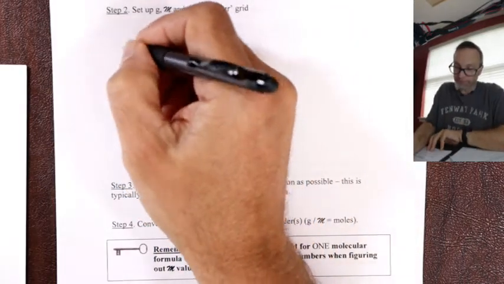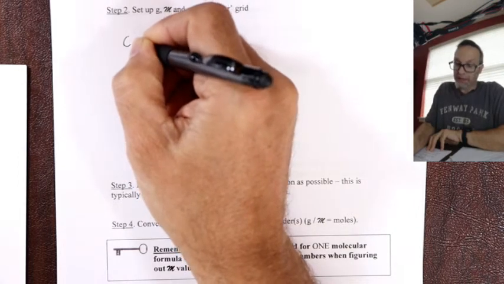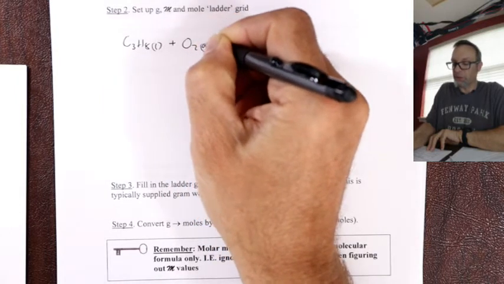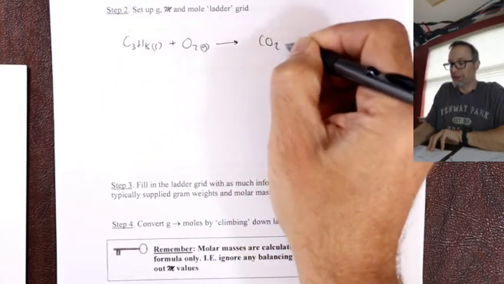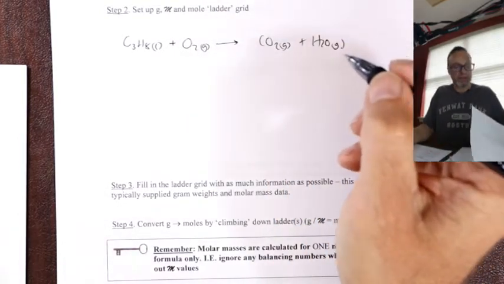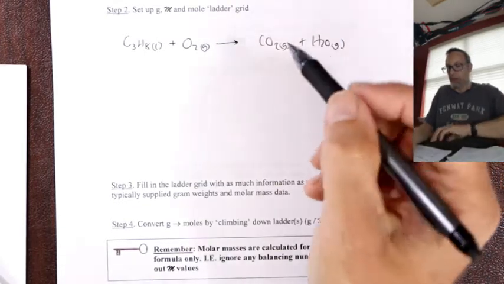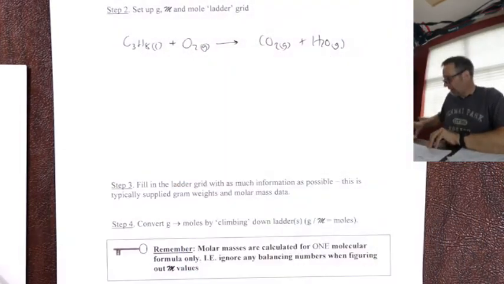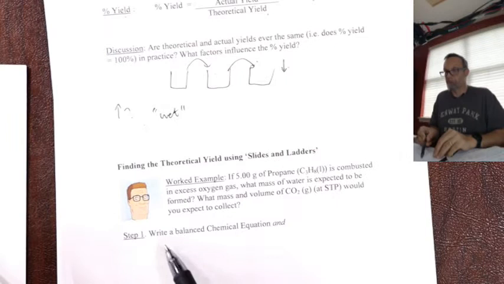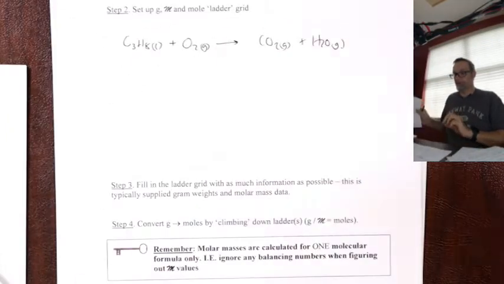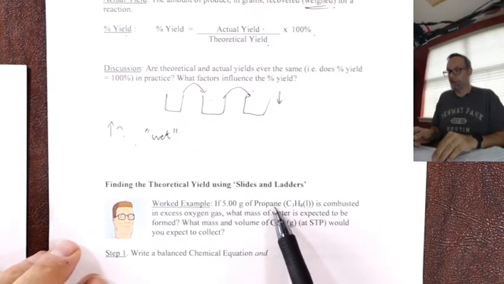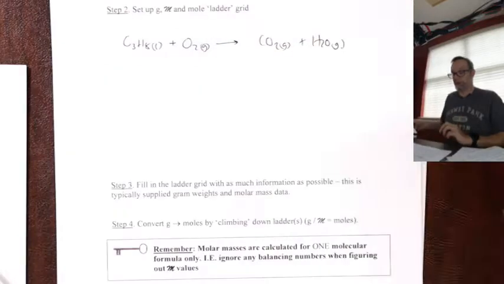So propane, C3H8 liquid. Combustion, O2 gas. So step 1, write a balanced chemical equation. CO2 gas plus H2O. At that temperature, gas. You could write liquid, it'll be okay, but gas. Now, we've got to balance this thing. So step 1, write a balanced equation. We're burning propane, okay? Burning propane, balanced chemical equation.